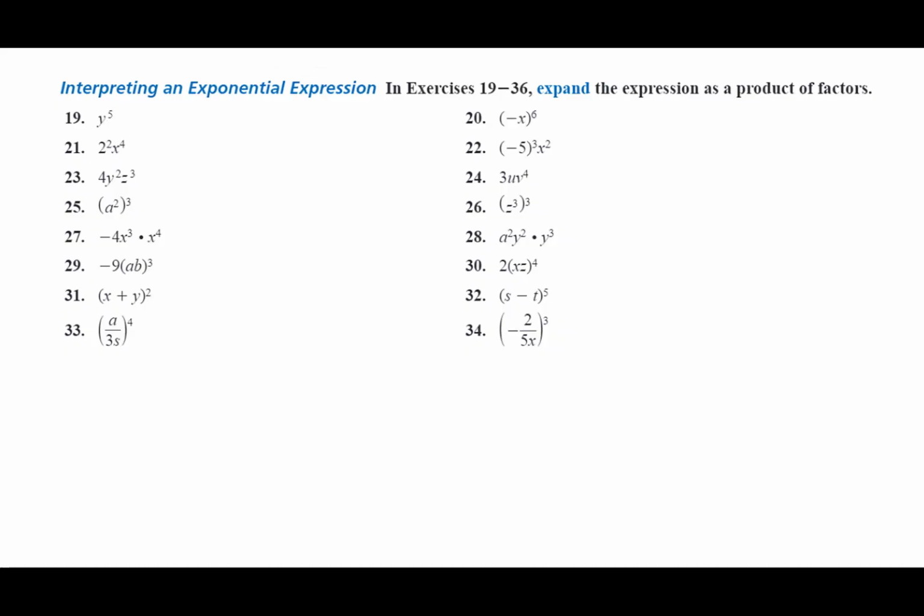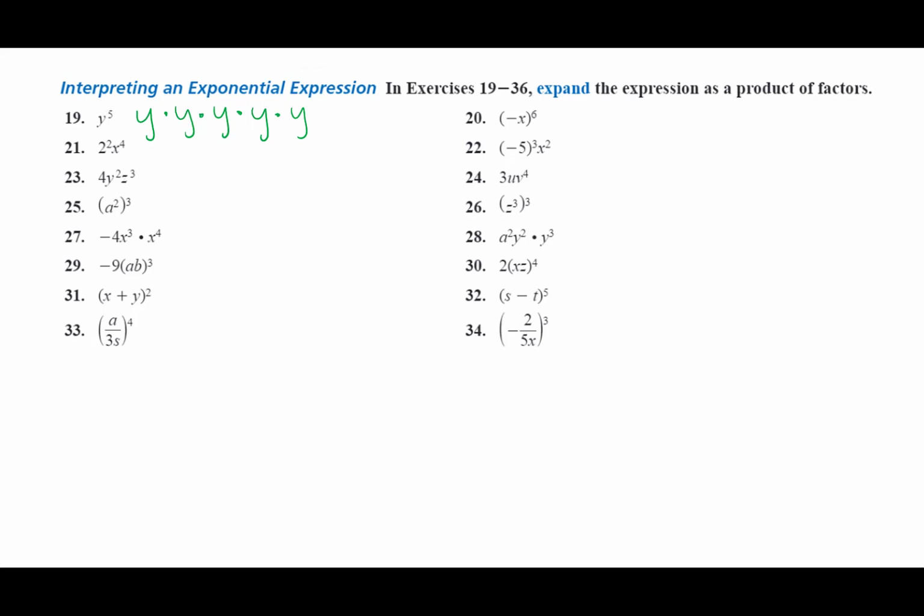So when you're asked to expand an expression, it just means to stretch out the expression instead of simplifying it like an exponent does. So for example, look at question 19. 19 is y to the fifth. Now you should have some basic information about exponents already to know that y to the fifth means that you multiply 5 y's together. And so to expand number 19, you would type 5 y's with a multiplication sign in between those y's.